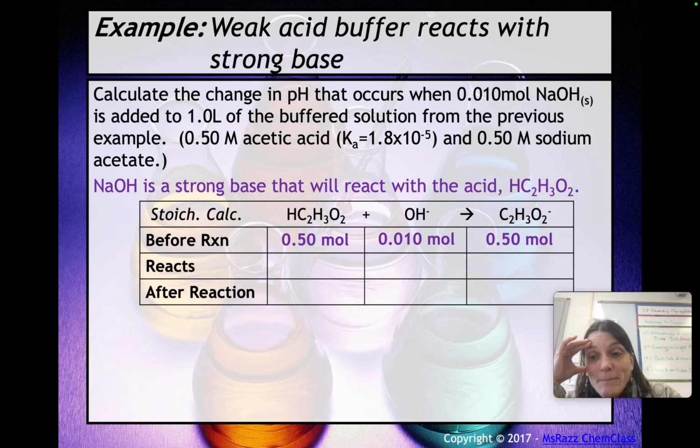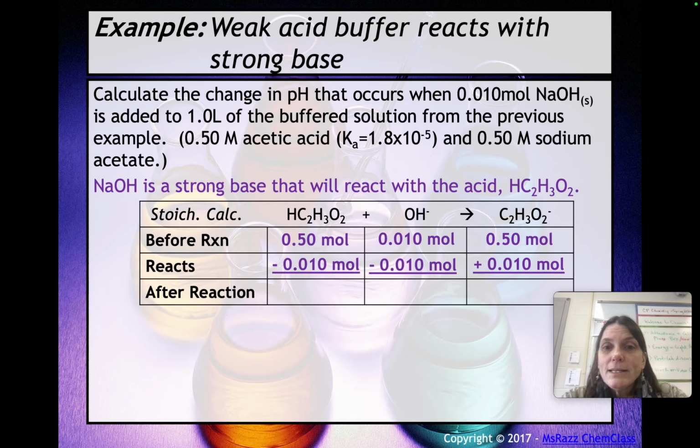Okay, are you with me? And then we already have 0.5 moles of the conjugate base from the buffer system. So remember, the buffer is the acid and conjugate base, and they're equal, but we're adding a strong base. So the OH- is going to react and be completely used up. The amount that it reacts is 0.01. Because it's all a 1-to-1 mole ratio, our weak acid is also going to go down by 0.01, and our conjugate base is going to go up by 0.01.